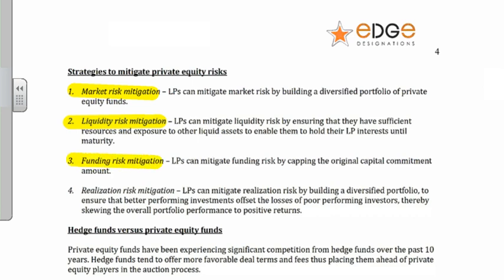You've got funding risk mitigation. How does the limited partner make sure that they're going to have sufficient capital available when money is called from them, when there's a drawdown request? Well, they can cap the amount that they want. They can cap their original capital commitment amount just to make sure they've got sufficient available.